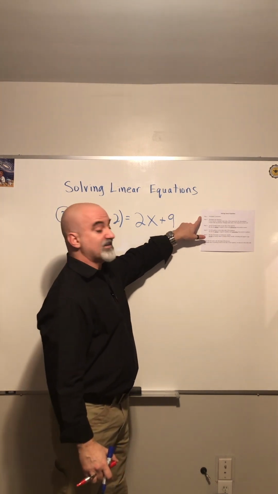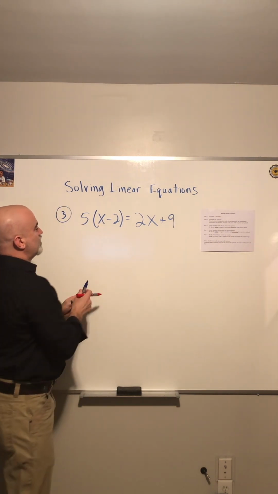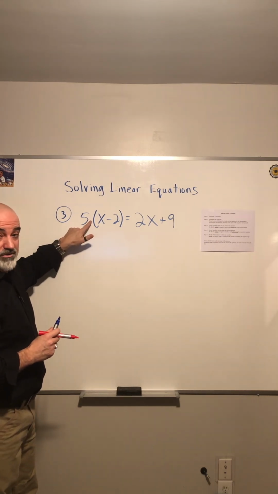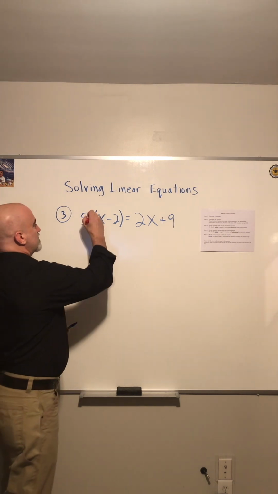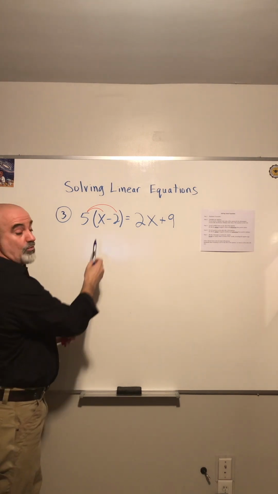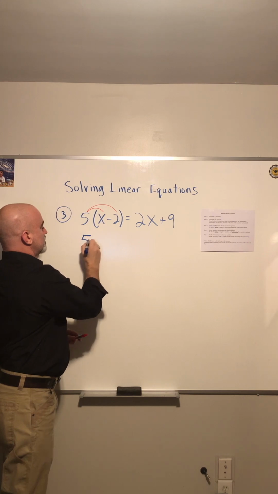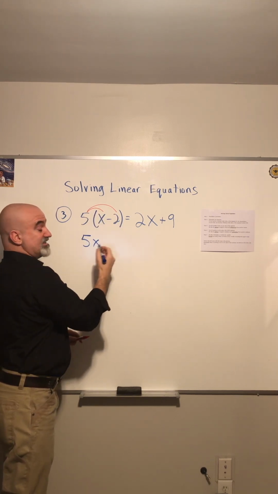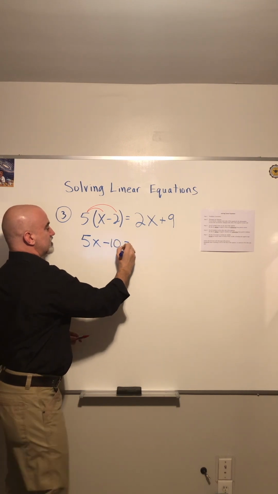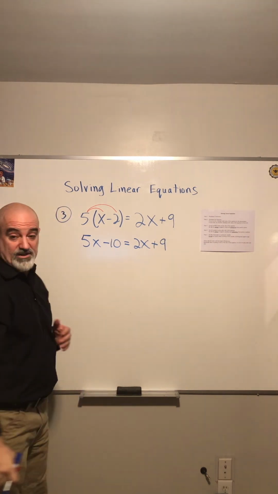So step 1, distribute if necessary. Well, this time it is necessary. I do have to distribute because remember this 5 in front of this parenthesis really means what? Multiply, right? It means multiply. So I need to distribute this 5 through. I need to multiply it through this expression. And you just go one at a time. 5 times x is 5x. 5 times negative 2 is negative 10, right? Positive times negative is negative. Equals 2x plus 9. So step 1 is done.